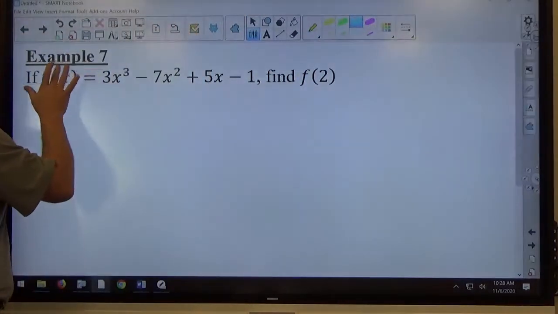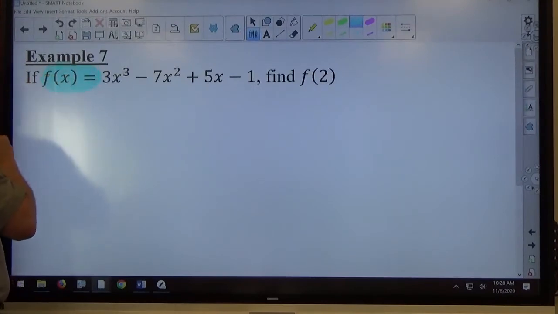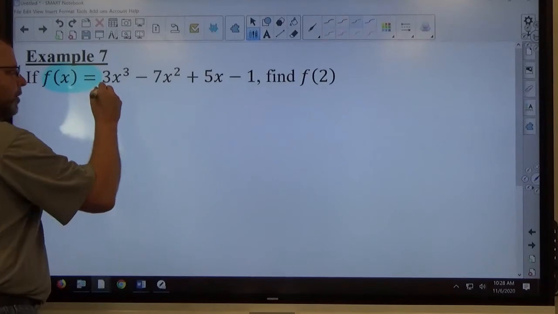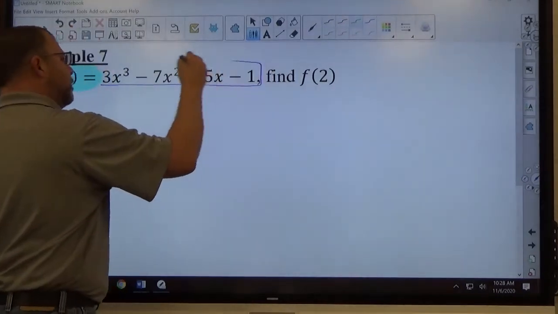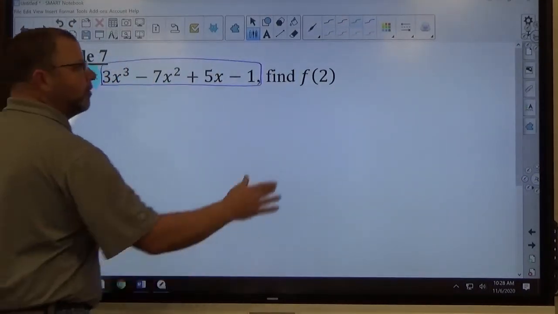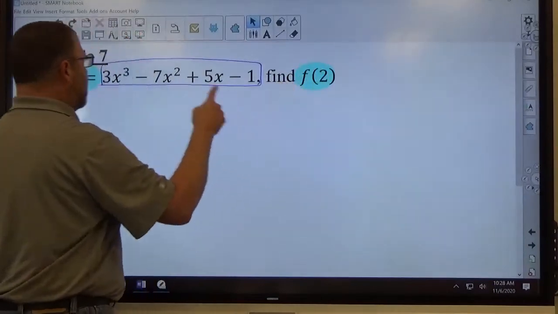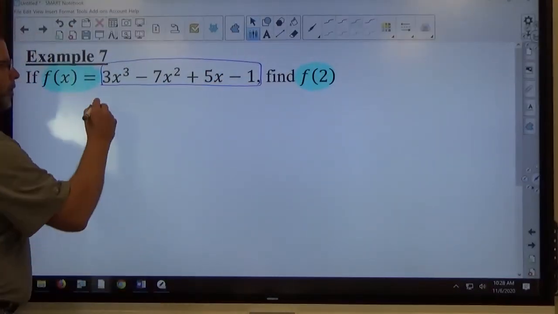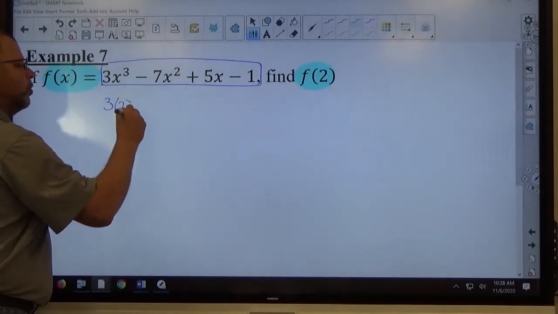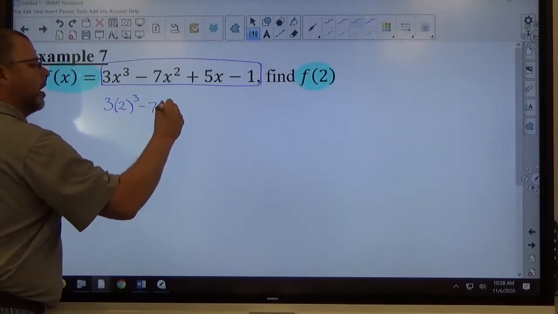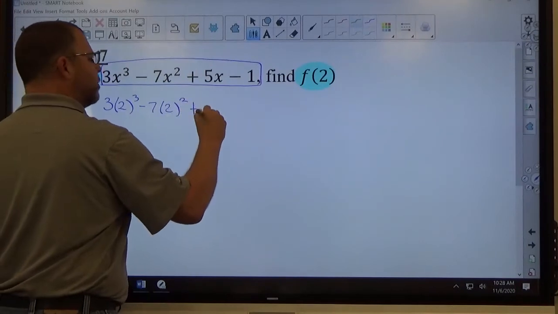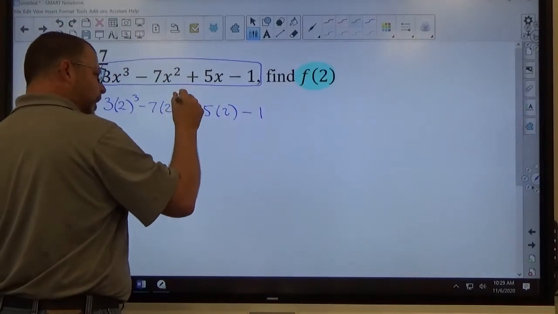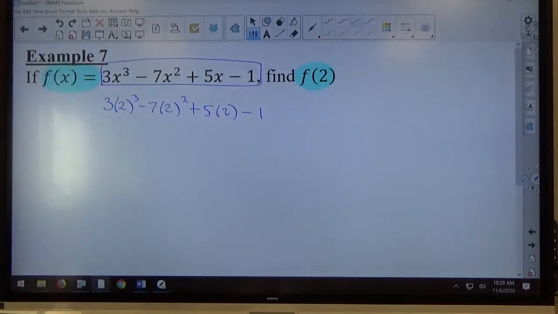And notice that it says f of x equals, so they're naming the function f. They're telling you the variable is x, and the function is equal to this expression here. So when it says find f of 2, that simply means change x into the number 2 and evaluate. So f of 2 means I'm going to do 3 times 2 cubed minus 7 times 2 squared plus 5 times 2 minus 1.